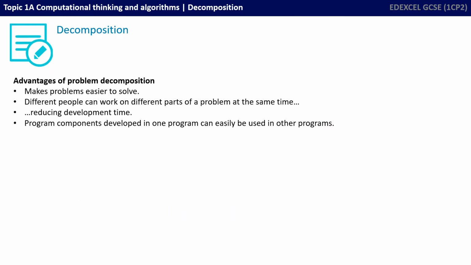So the advantages of problem decomposition include making a problem easier to solve. Different people can work on different parts of the problem at the same time, and this will reduce development time and cost. In our computer game, you might have some artists working on the graphics. You may have a special effects team that's able to work on the particle effects, and you may have an audio team working on the sound.